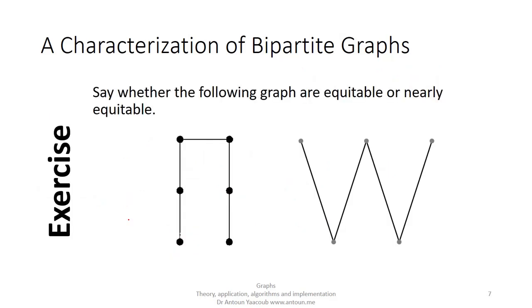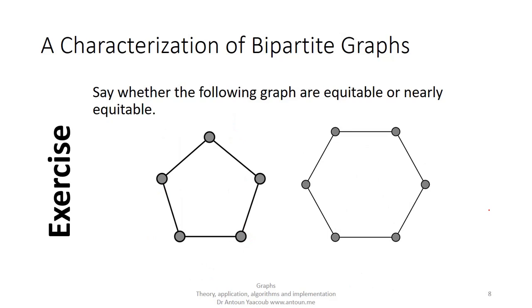You need to decide whether the first graph or the second is equitable or nearly equitable. It's obvious here that if we color red, blue, red, blue, red, blue, the number of red vertices is equal to 3 and the number of blue vertices is equal to 3. So we have here P6. So P6 is equitable, however P5 is nearly equitable. So we can say that Pn is equitable when n is even and nearly equitable when n is odd.